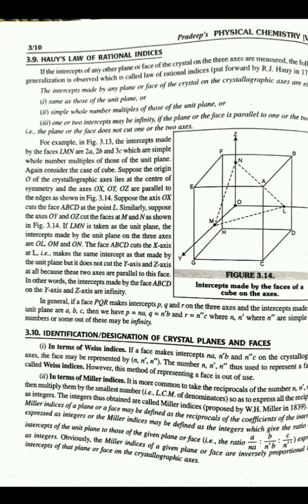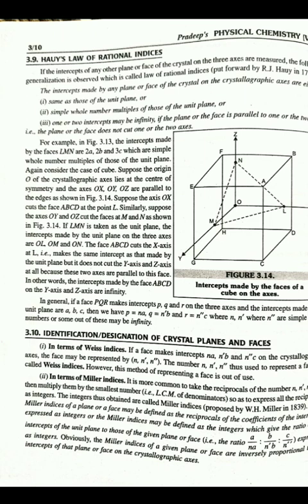Next, heading 3.10, identification or designation of crystal planes and faces. First, in terms of various indices, if a face makes intercepts na, n'b, and n''c on the crystallographic axes, the face may be represented by n, n', n''.